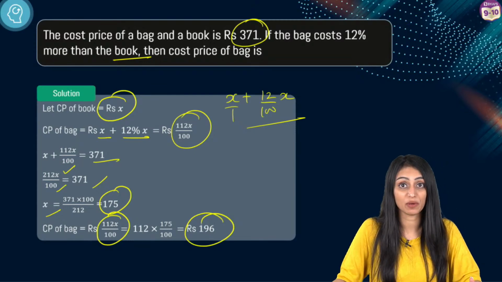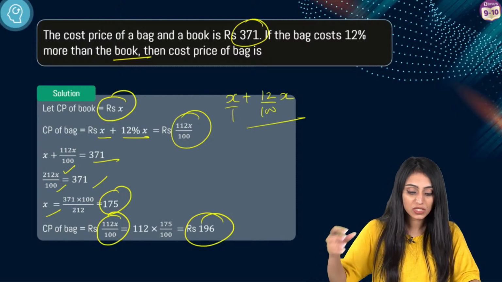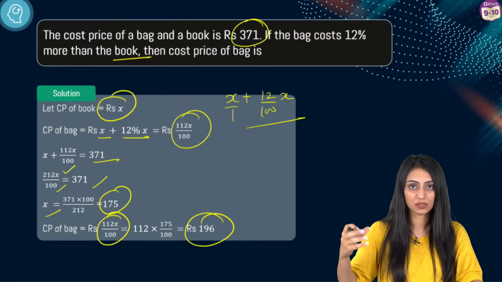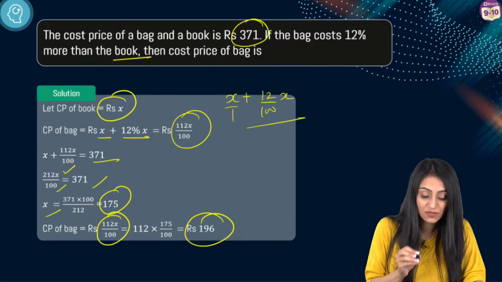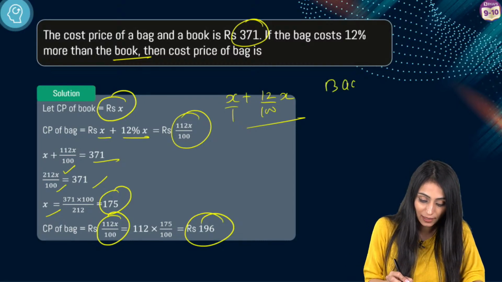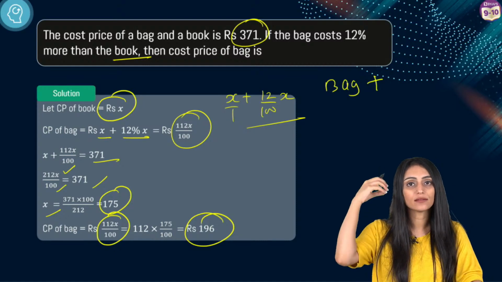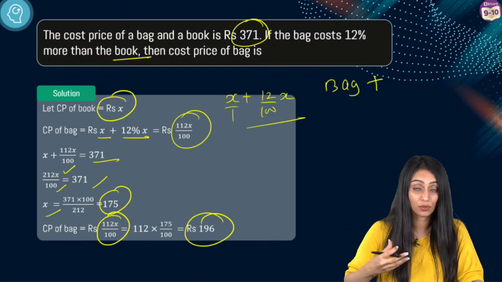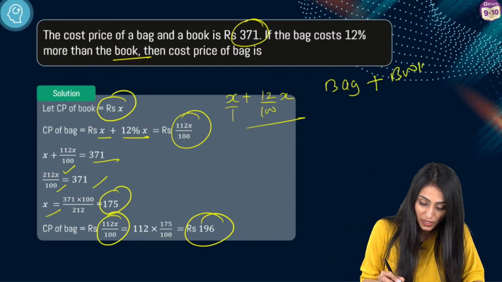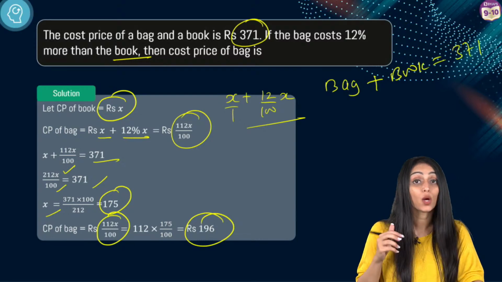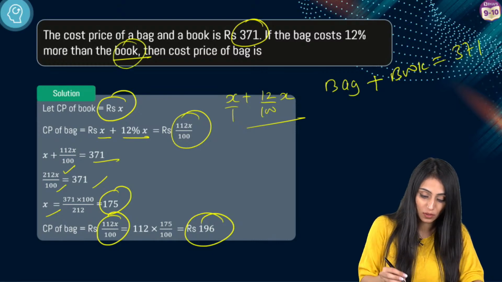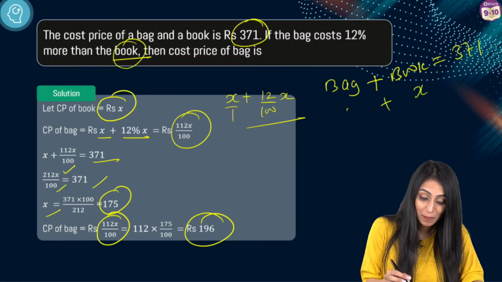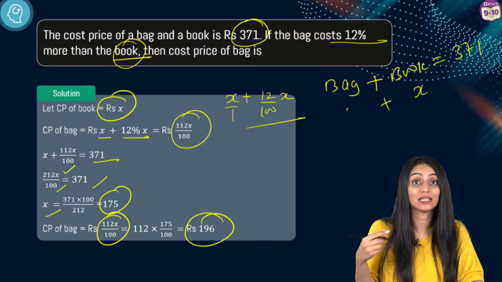When you come across such questions, first just focus on the keywords. Break the question into small parts. Like here, I'm given the cost price for bag and book together. I'll write it this way. First, I'll gather the information from the question: bag and book together are costing 371. Now, I do not know their individual prices. I don't know the price of the book. Let's say the book is X, but the question says the bag is 12% more than that.